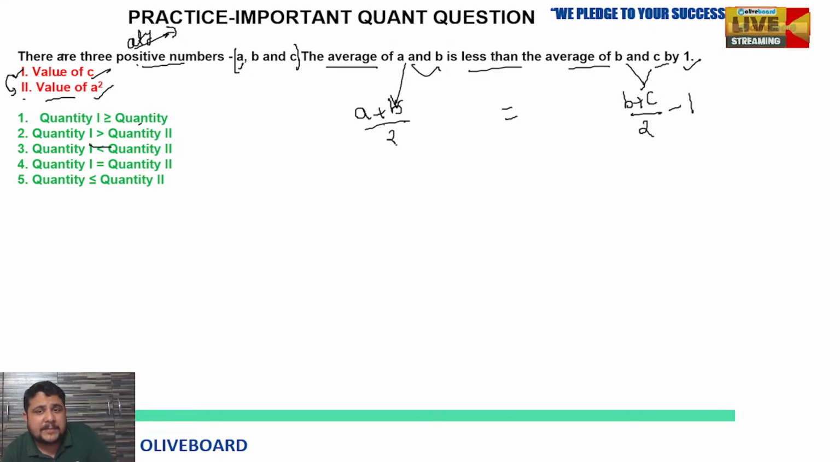The average of a and b is less than, how much less than, the average of b and c by 1. Okay, actually they are saying what? They are saying, sorry, (b plus c) by 2. So (a plus b) by 2 is equal to what? (b plus c) by 2, the average of b and c, minus 1.